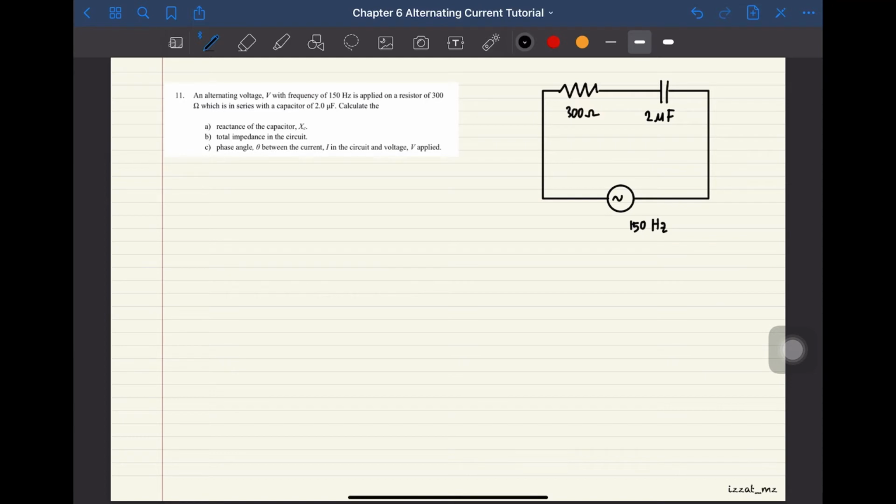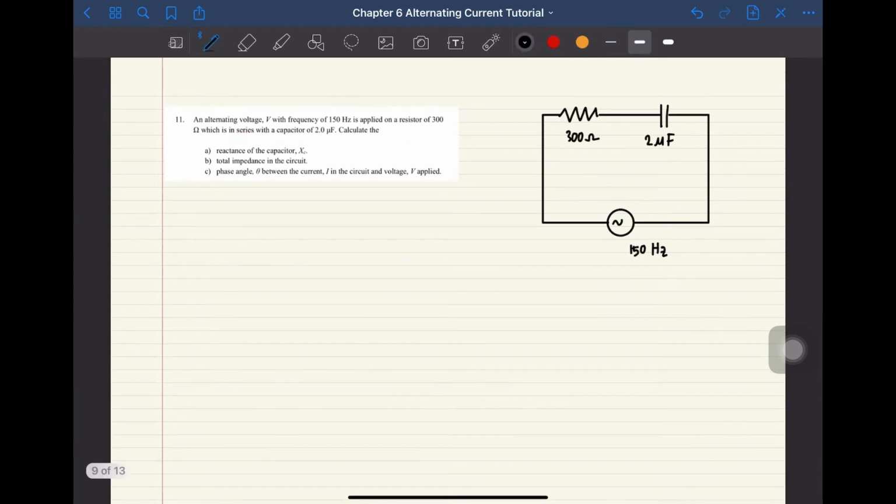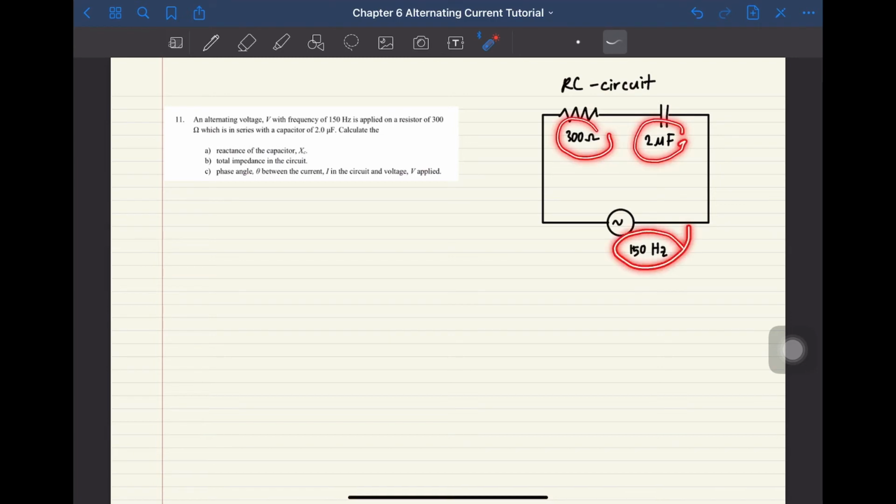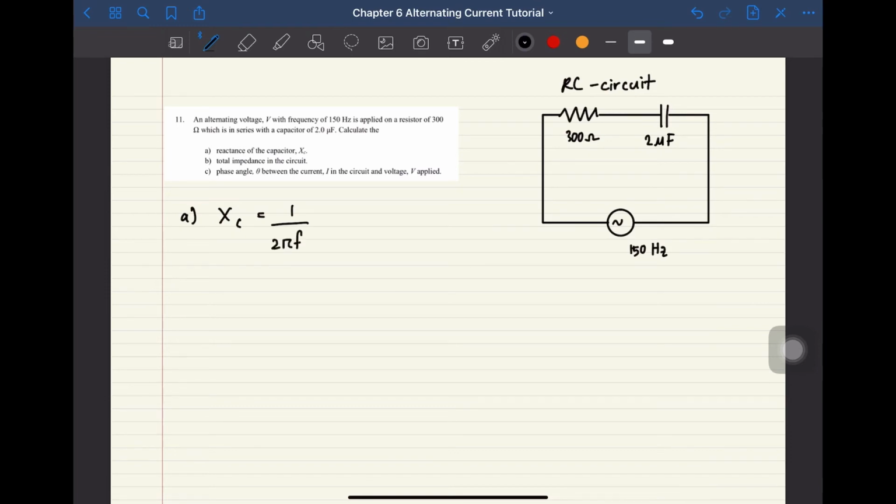Okay, an alternating voltage V with frequency 150 is applied on a resistor in series with a capacitor. So you know straight away that this one is an RC circuit. The values for resistance and capacitance are given, as well as the frequency there. First question, I want to find the reactance of the capacitor XC. So the formula for XC would be 1 over 2 pi f C.